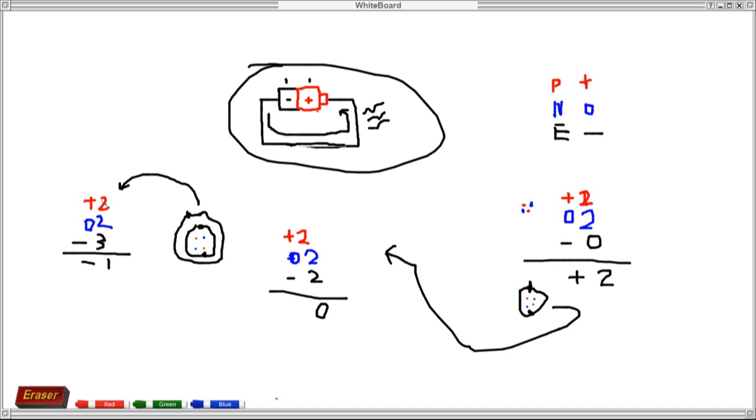So basically, you have this right here. This is an example of a negative charge atom. This is a neutral atom, and up here, this one right here, this is a positive charge atom.